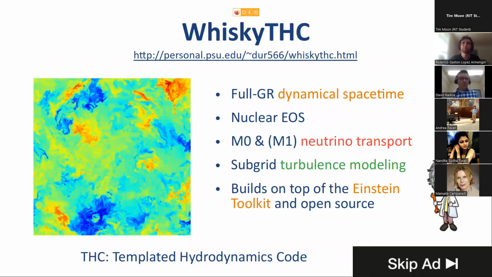I'd like to start with one slide of advertisement for our code called Whisky THC, because this is an open source code that you can go and download from this web page. Not only do we make available our code, but also our initial data is available, our par files are available, and also sample outputs. So essentially, it comes with everything that you need in order to verify or falsify what I'm going to tell you today. We also recently released the subgrid turbulence modeling as part of the public version of this code. So if there is time at the end, I will tell you a little bit more about what is inside that module.